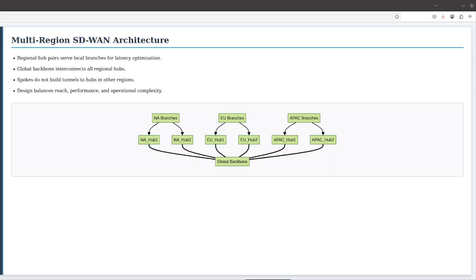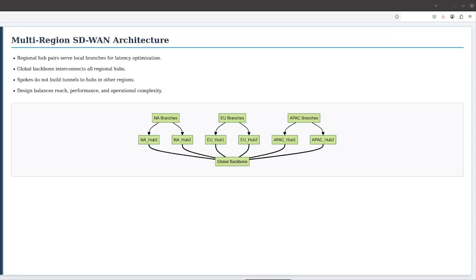You might use cloud provider backbone services like AWS Global Accelerator or Azure Virtual WAN. Or you might build a mesh of IPsec tunnels directly between the hubs of different regions. In the diagram we show the backbone as a cloud connecting all 6 hubs. A critical branch in Denver connects to both North America hubs using the same dual hub design from Part 1.